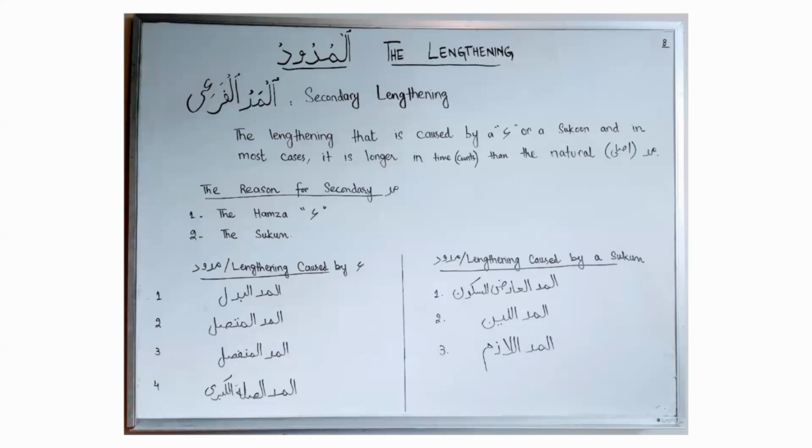Out of these 7, the reason for 4 of them is letter Hamza. Depending on the position of letter Hamza and the mad letter, we have these 4 different types. Number 1 is madul badal, then madul muttasil, then madul munfasil, and madul sila kubra. The remaining 3 mudud of madul far'i are caused by a sakin letter after the mad letter. These 3 mudud are maddul aridul sukun, maddul lin, and maddul lazim. And inshallah, in our course, we try to learn all of them.